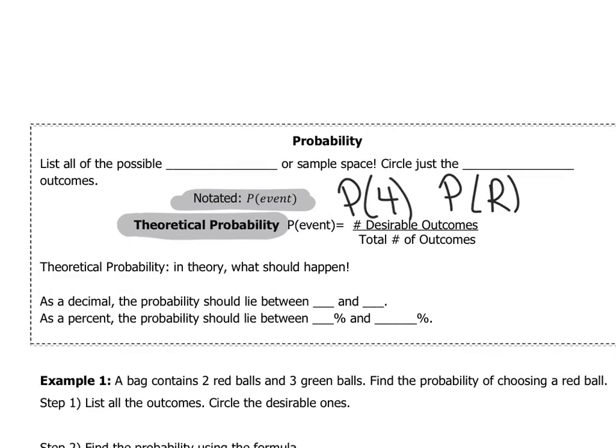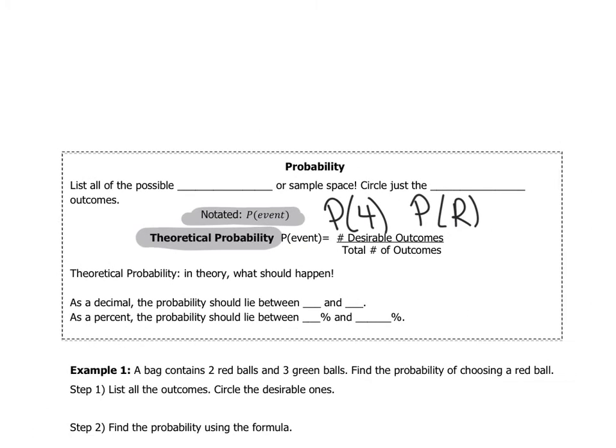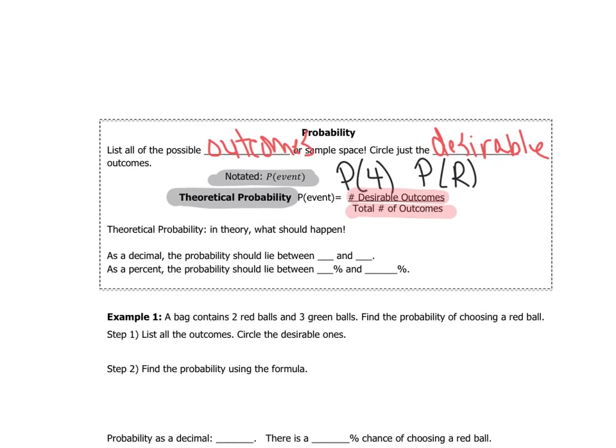So if you have theoretical probability, that means that you have a fraction. You always write probability as a fraction to start. So it's going to be how many desirable outcomes that you have out of the total outcomes that you have. So the first thing that you do, just like we did on the previous slide, is you list all possible outcomes and count how many there are, and then you circle just the desirable ones. Those are the ones that you're asking about or that you're wanting to get. So in theoretical probability, it's just what should happen, okay?